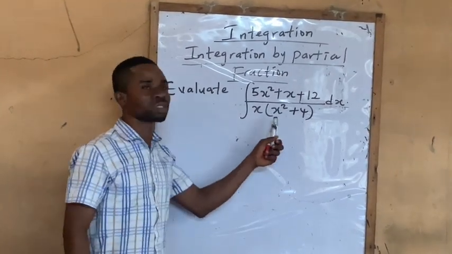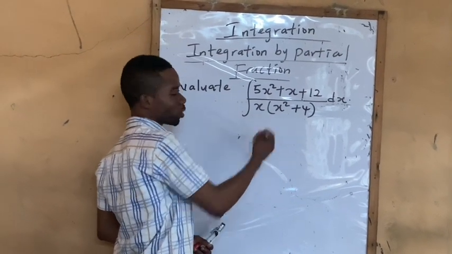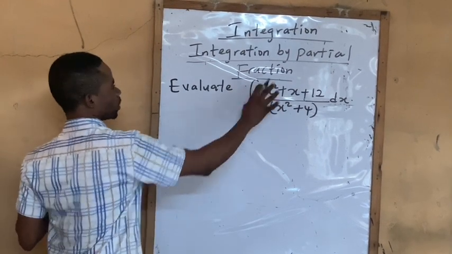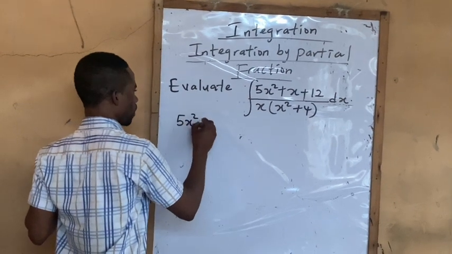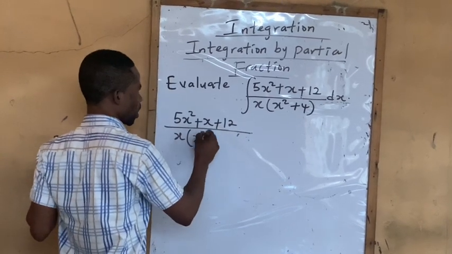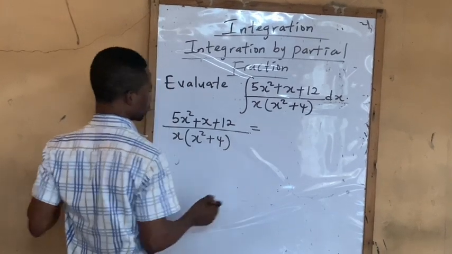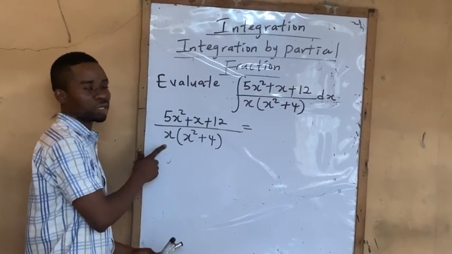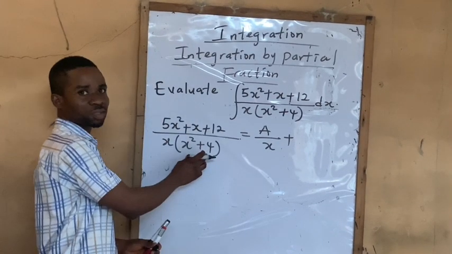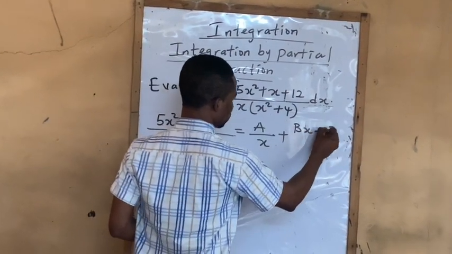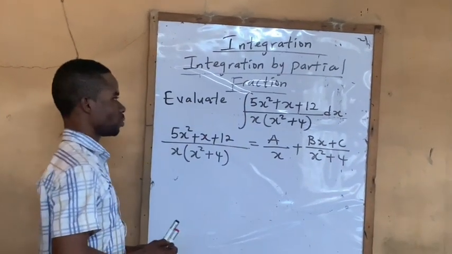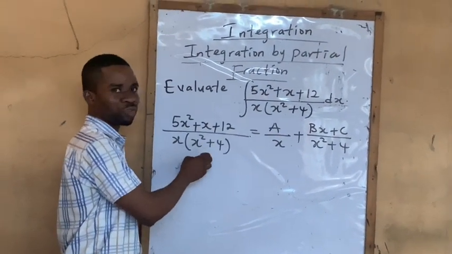actually our denominator is greater than the numerator, because if you expand this, it's leading to x cubed. But how do we arrange something like this? Now, in form of partial fraction, let me rewrite. 5x squared plus x plus 12 all over x into bracket x squared plus 4 equals, as you know that this is just ordinary x, I just say a all over x plus, this is in form of quadratic, that is going to give us bx plus c all over x squared plus 4, because you cannot factorize this anyway.